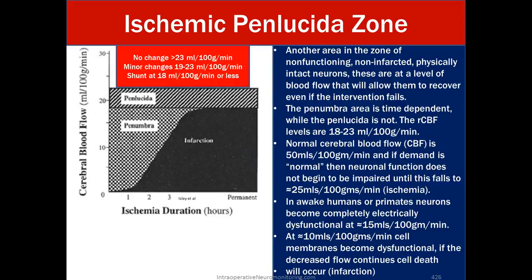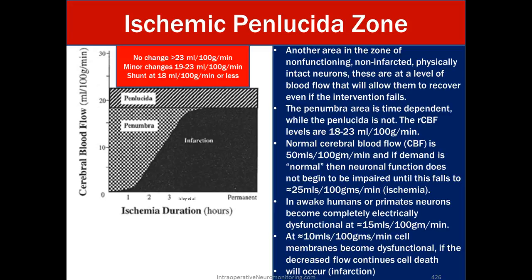So we have these different terms. First is the ischemic penlucida zone. This is another area in the zone of non-functioning, non-infarct, physically intact neurons. These are at a level of blood flow that will allow them to recover even if intervention fails. So this is the one where they're just kind of hibernating and hanging out. The penumbra area is time dependent, while the penlucida is not.